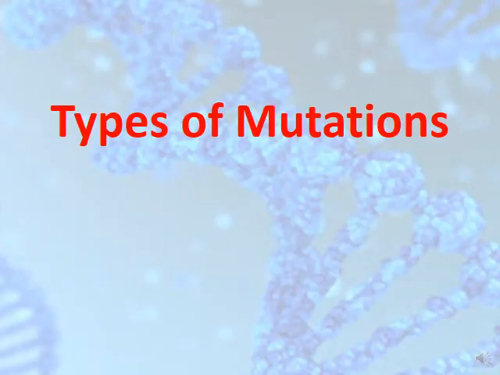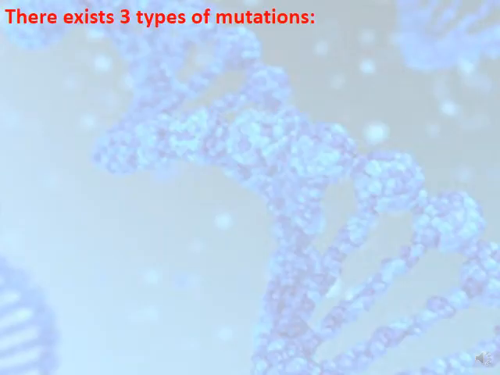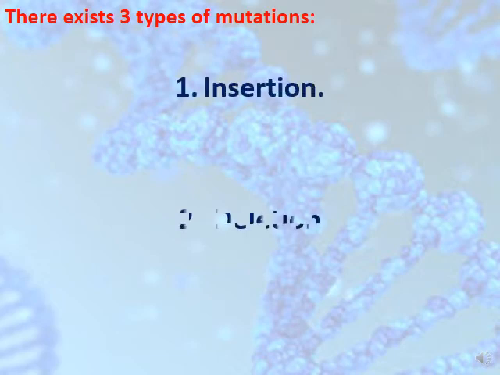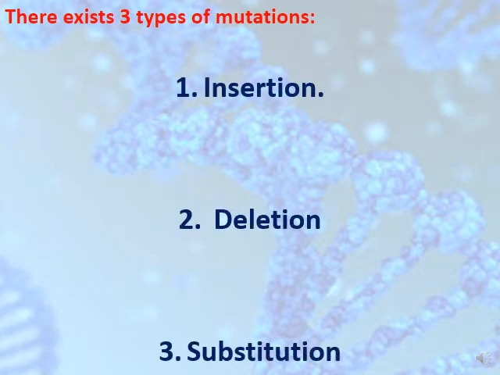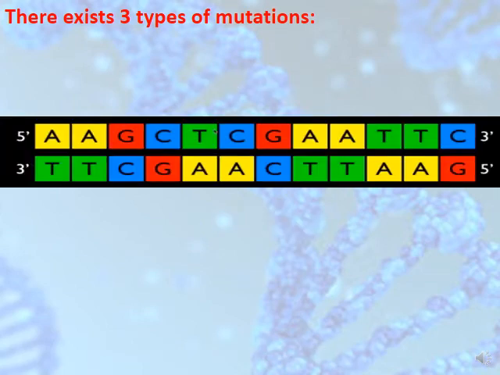codons. Types of mutations. In this video, we're going to talk about types of mutations in general. In the next video, we're going to move deeper into details about the types of mutations. First, we have insertion, deletion, and substitution. So let's start with insertion. Let's say we have insertion.